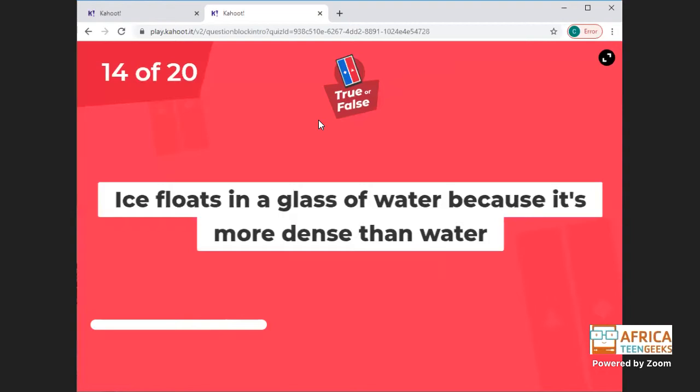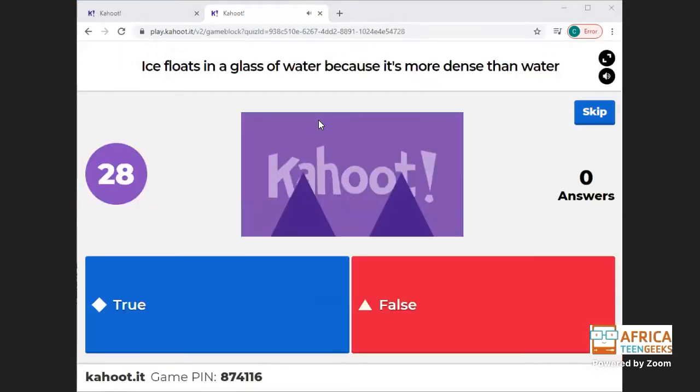Ice floats in a glass of water because it's more dense than water. True or false?